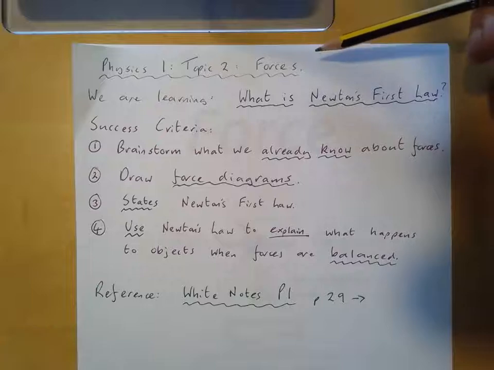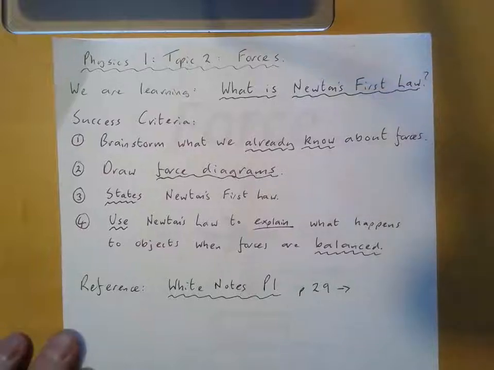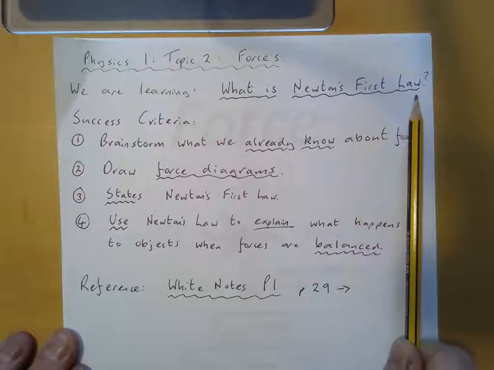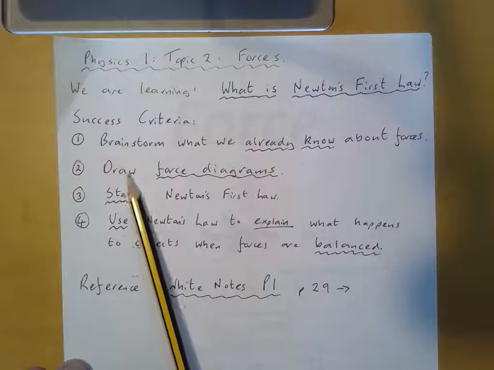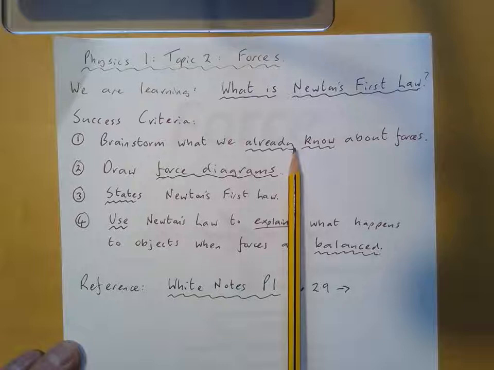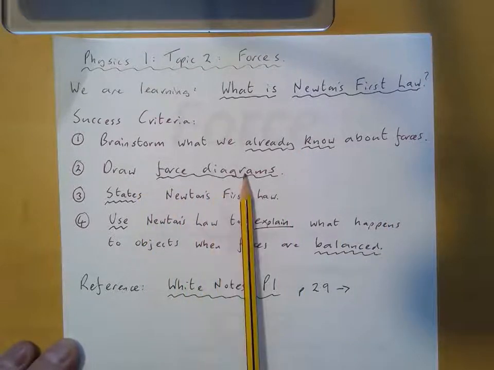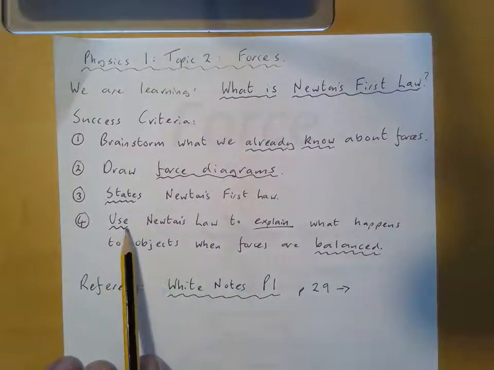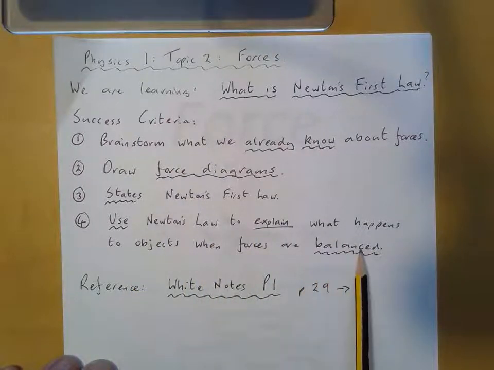When you're back, I'm going to give you the learning objectives for this lesson. Here we go. What we are learning in this lesson is, what is Newton's first law? Okay. And the success criteria. What you will do in order to complete this lesson is you will brainstorm what we already know about forces. We will draw some easy force diagrams. We will state Newton's first law in words. And then we'll use Newton's first law to explain what happens to objects when forces are balanced.